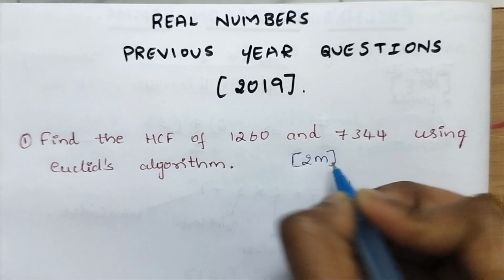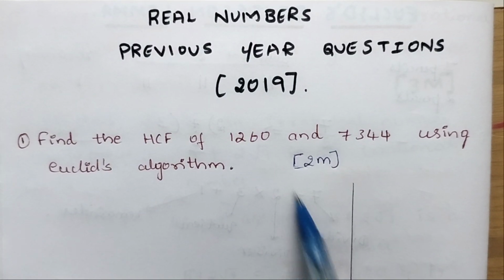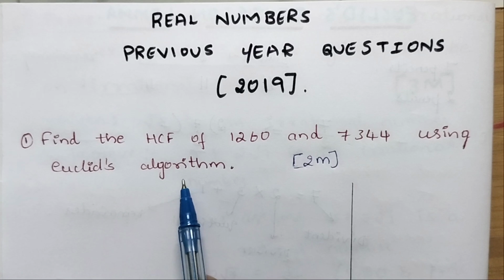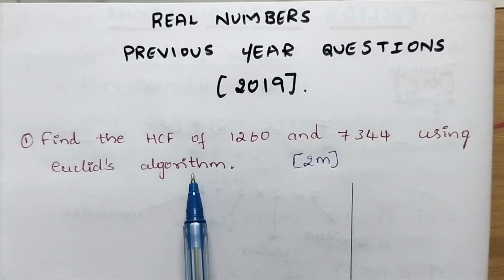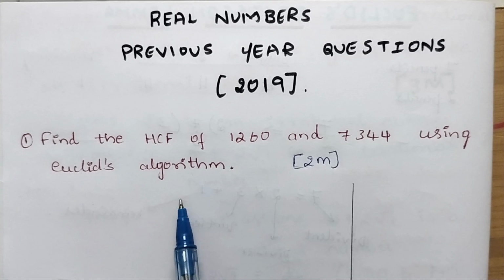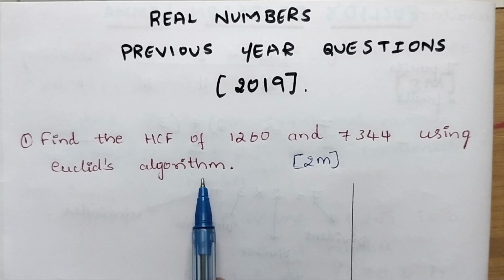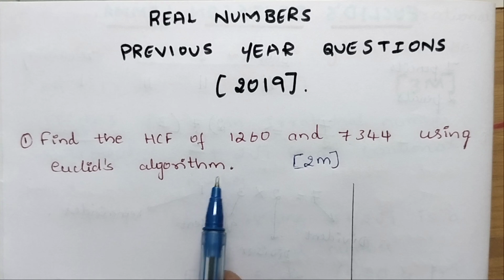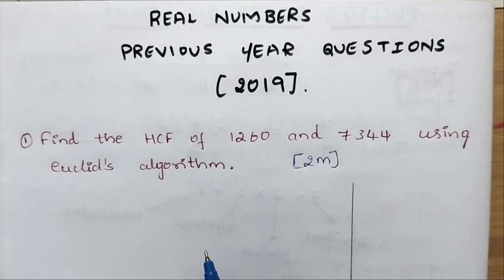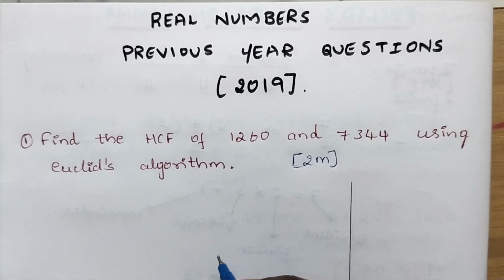So they are telling that we need to find the HCF of these two numbers using Euclid's algorithm. Euclid's algorithm is based on Euclid's division lemma. I have made a separate video based on Euclid's division lemma. If you have not clarity with the concept, you can just go through that video and come back to this question. Now, to brief that, I'll just write the generalized statement of Euclid's algorithm.